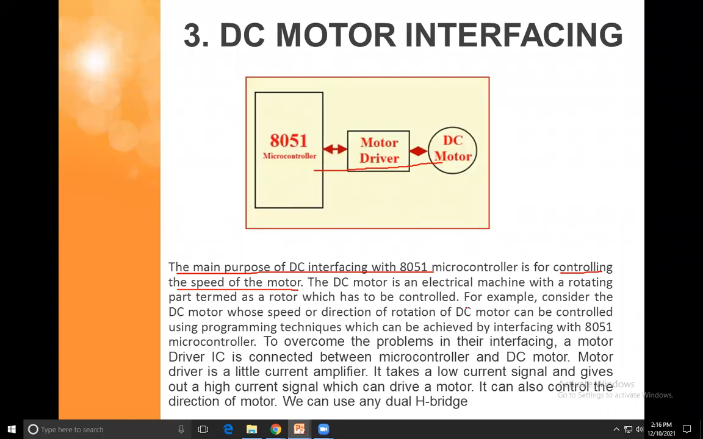A DC motor, whose speed or direction of rotation can be controlled by using programming techniques, can be achieved by interfacing the 8051 microcontroller. To overcome the problem of interfacing, a motor driver IC is connected between the microcontroller and the DC motor. The motor driver is a current amplifier. It takes a low current signal and gives a high current output signal, which can drive a motor. It also controls the direction of the motor.